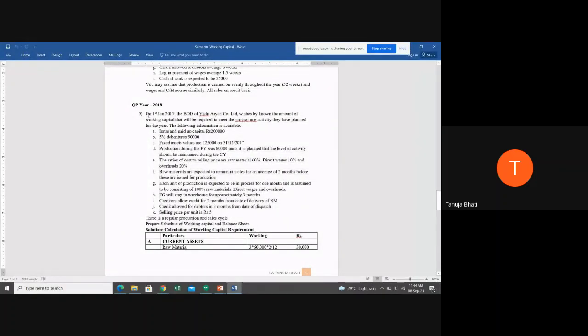Is this problem number 5 clear to everyone, which had appeared in question paper 2018? Is it clear? Yes? Okay.